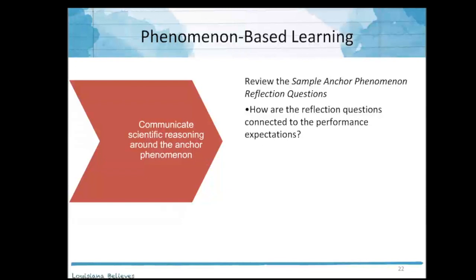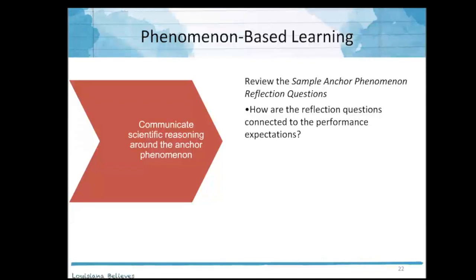The last step of the process, after students have had an opportunity to go through a series of investigations, is where students should be prepared to communicate scientific reasoning around the anchor phenomenon. On page number 13, you will notice that there are 2 sample anchor phenomenon reflections that students can complete. The first question states, describe the impact of living and non-living things on Louisiana's coastline. And question number 2 states, generate 2 different solutions to Louisiana's disappearing coastline and determine the strengths and weaknesses of both proposals.